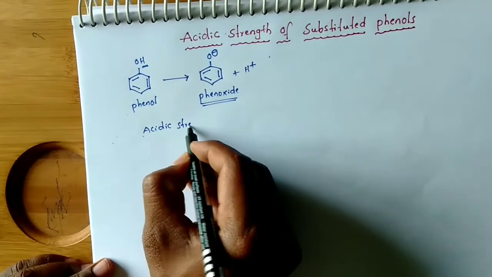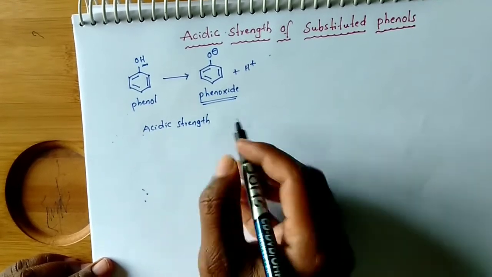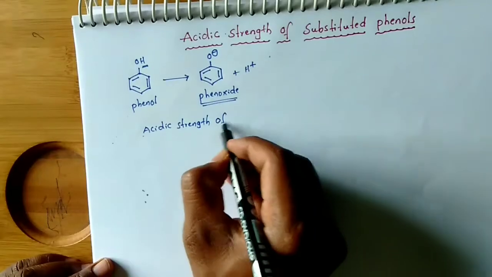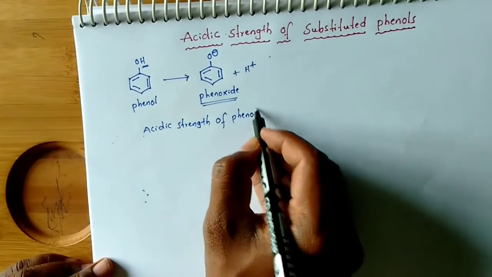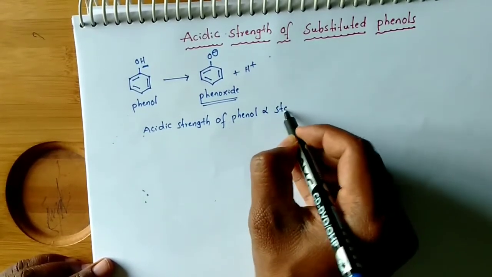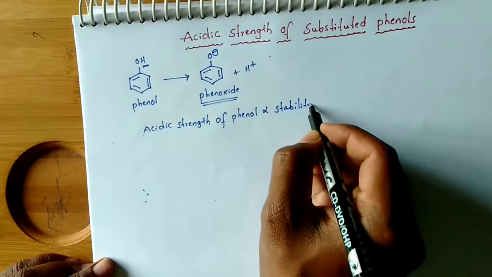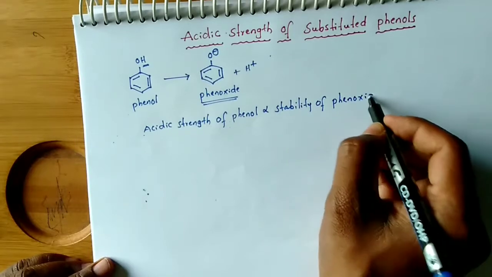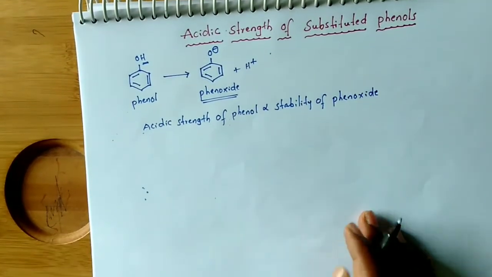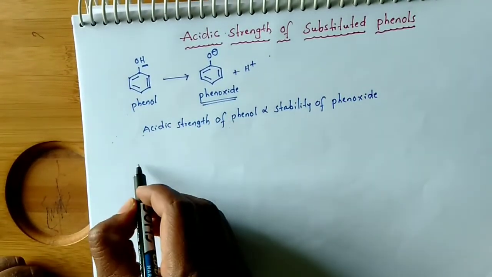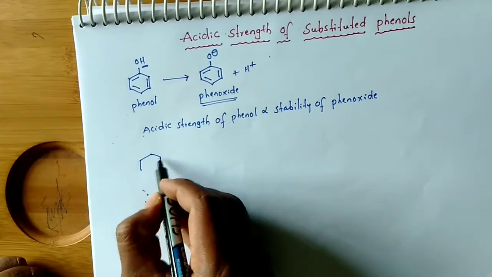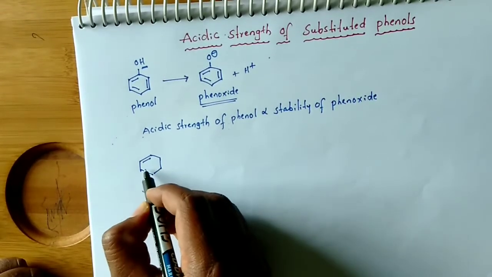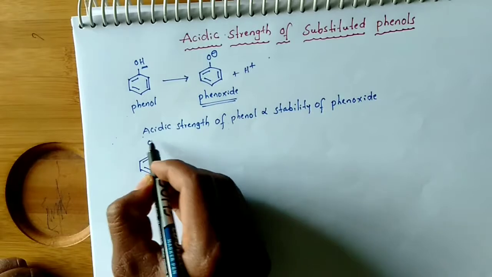Acidic strength of phenol is directly proportional to the stability of phenoxide ion. So when will it be more stable? We can observe here on the phenoxide ion there is a negative charge.